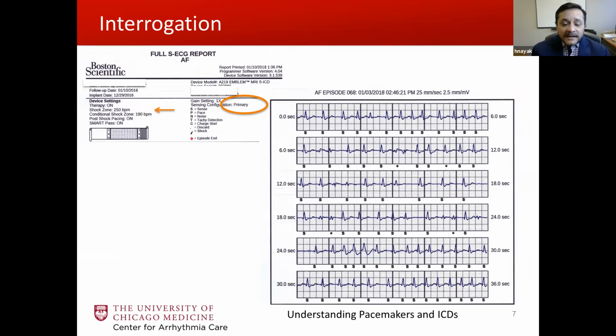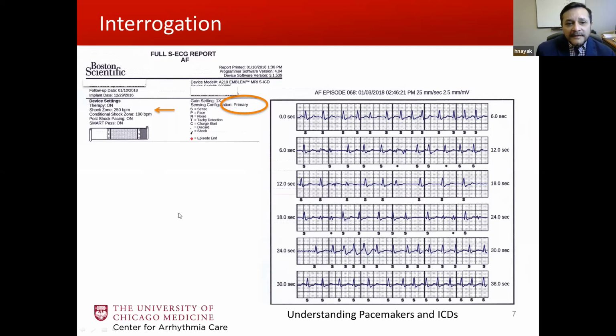So this was his initial interrogation when he came to clinic. The device is able to sense whether or not somebody's had atrial fibrillation. So it's able to distinguish sinus rhythm from atrial fibrillation, mainly based on rate. And you can see from the initial interrogation that the sensing configuration is primary. He is set at a very high shock zone at 250 and a conditional zone at 190.